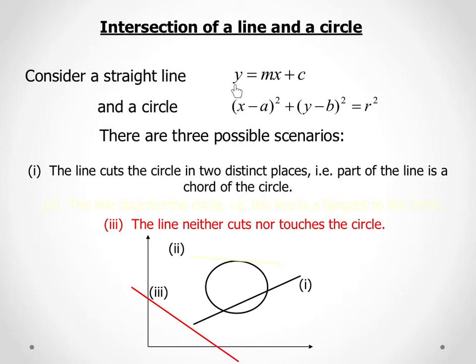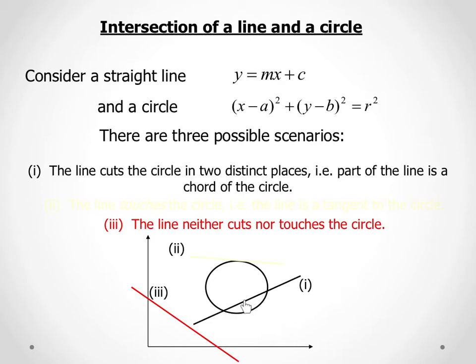Now, we know that the equation of a straight line is y equals mx plus c, and we know that the equation of a circle can be written as (x minus a) all squared plus (y minus b) all squared equals r squared. So where we have these two equations, or a line and a circle, one of three things can happen. If this is our circle and a straight line, that straight line can cut through the circle and it'll cross the circle in 2 points.